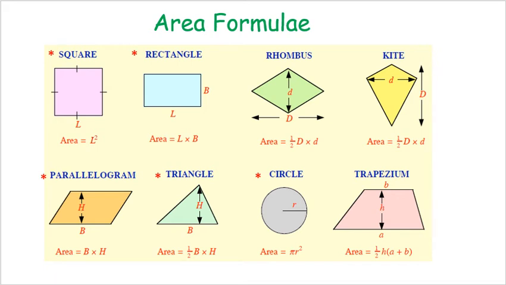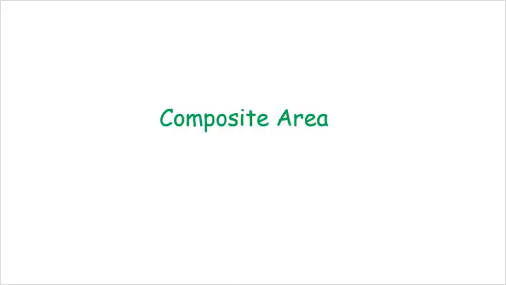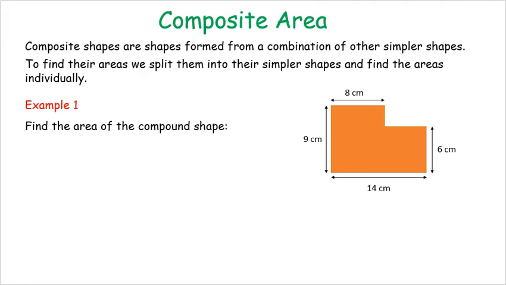Today we'll be looking at composite area. Now composite area is when we have a shape that is made up of multiple simpler shapes. The example I've got here is an unusual shape, as you can see, but this is just made up of smaller rectangles. So our first thing we do is we take our shape and we split it into the shapes that we know how to work out the area of.